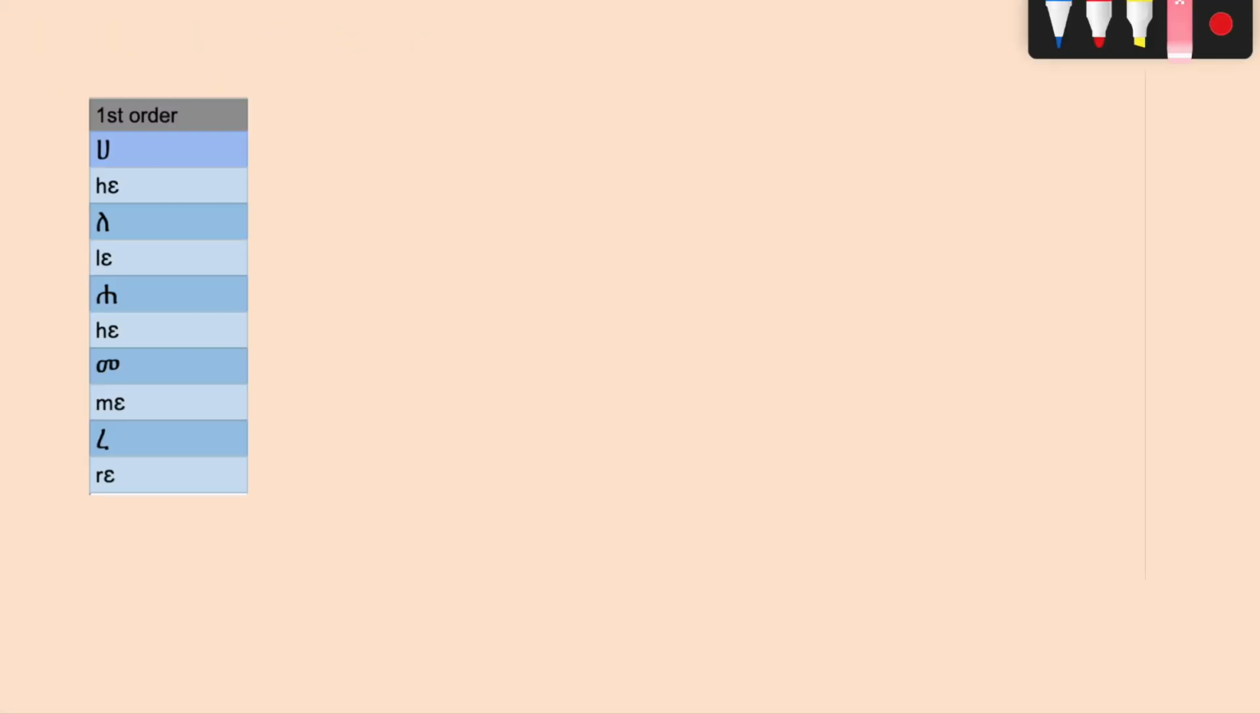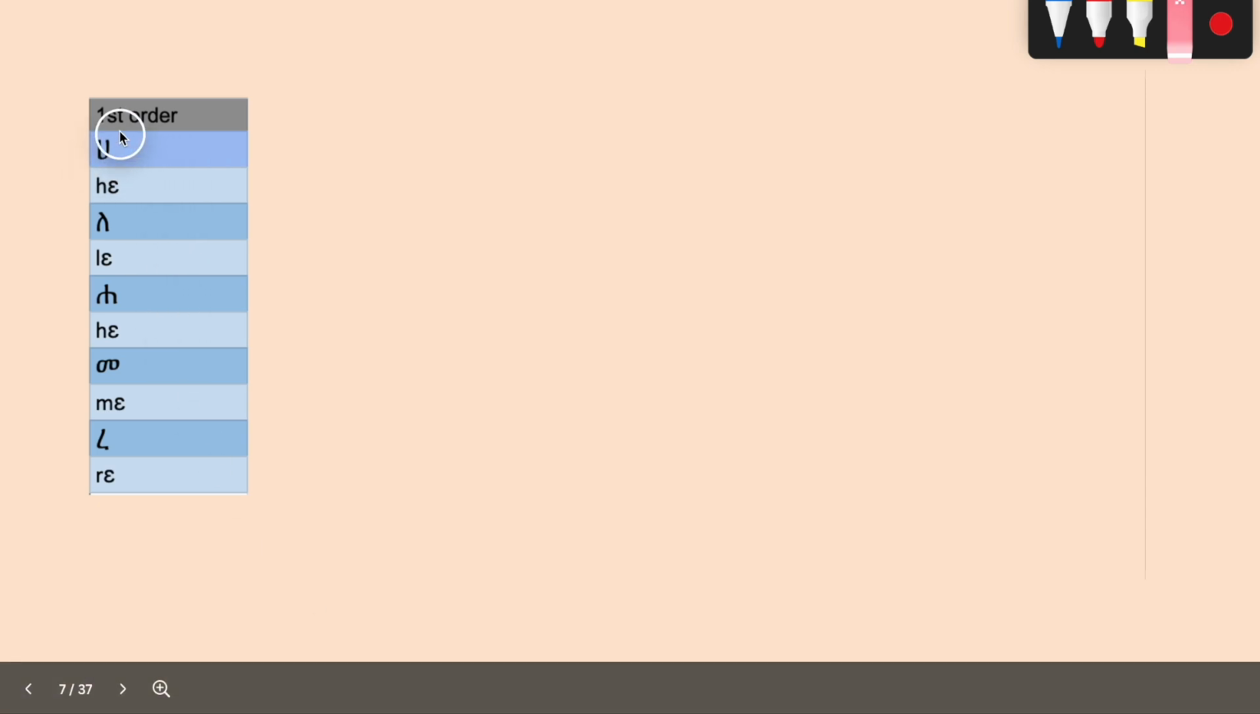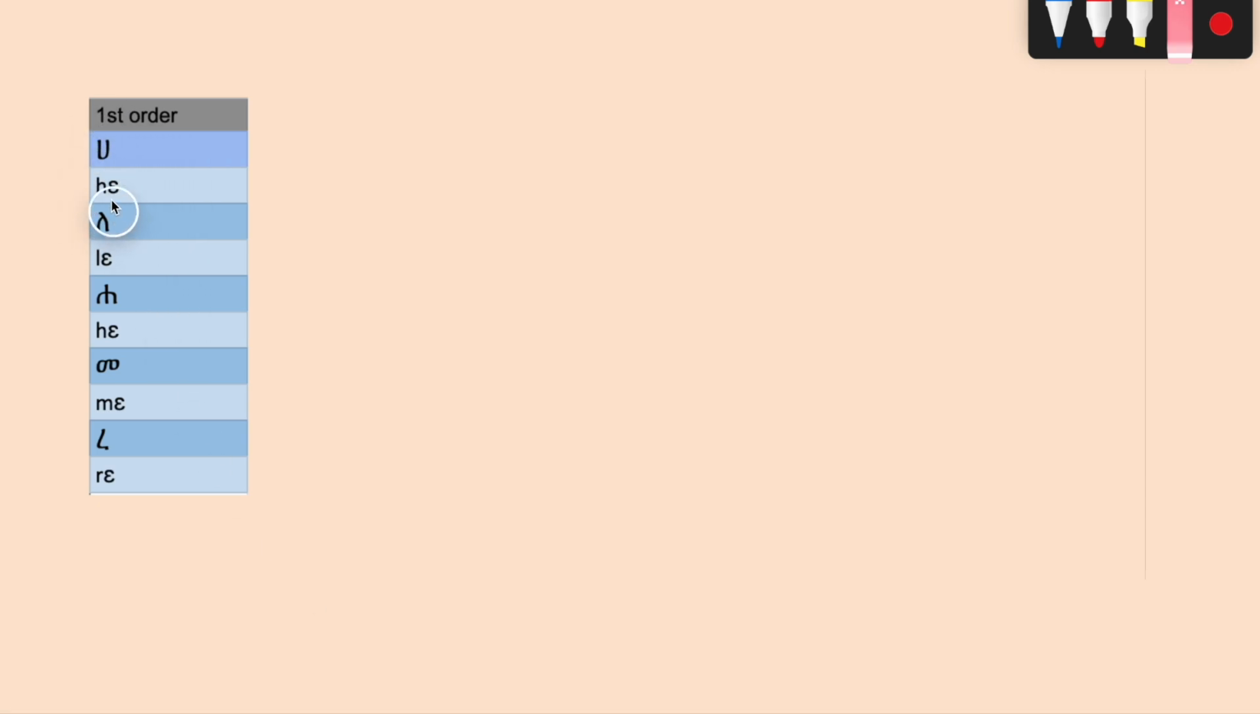Like I mentioned earlier, he is the first order letter, okay? And this is just showing you he in comparison to other first order letters. We haven't gone over these yet, so don't worry about them. We're only going to focus on he, hu, hi, ho, okay? The he family.